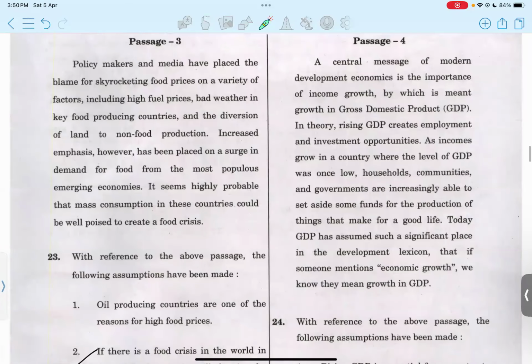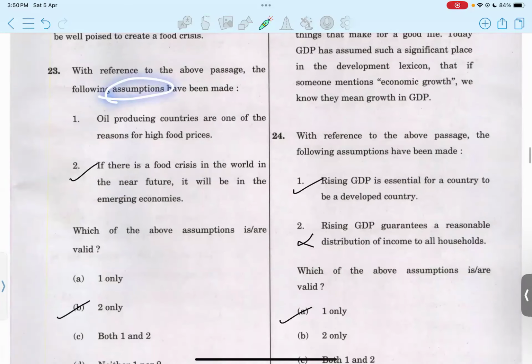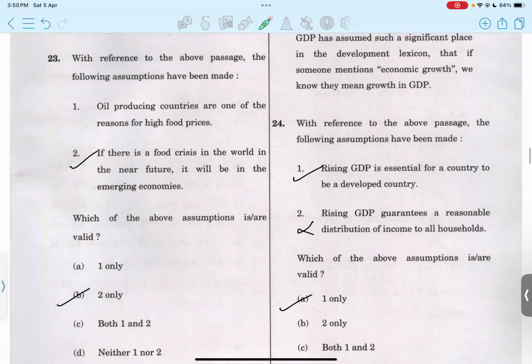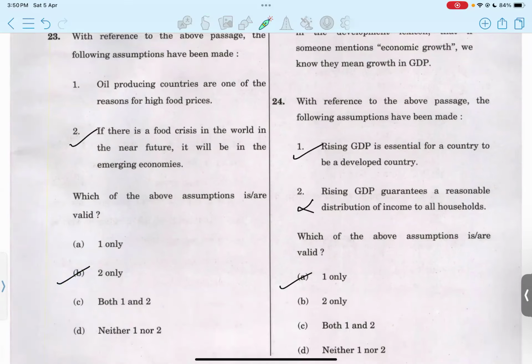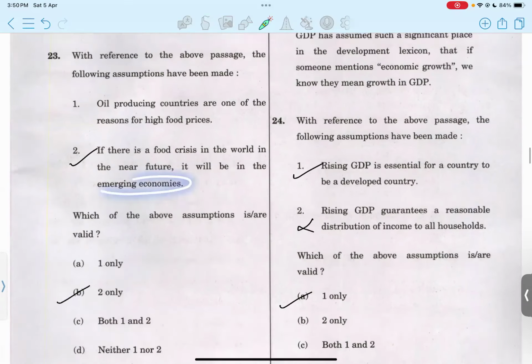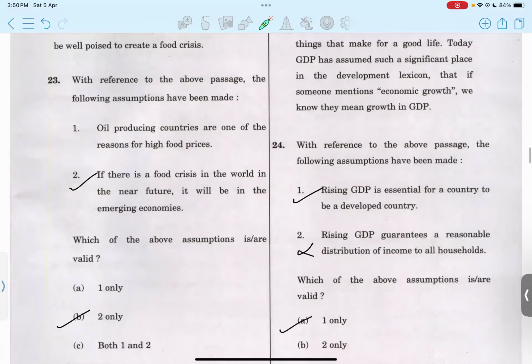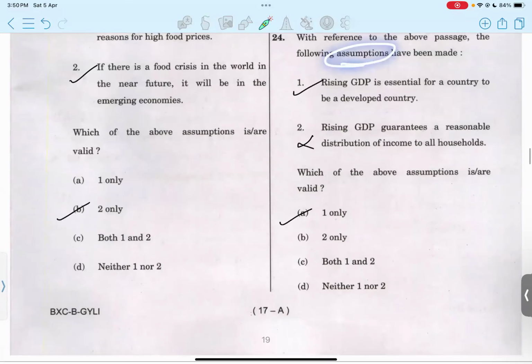Another set of passages. So assumptions. Here I believe only 2 is correct. Option D, none is correct. 24th. So assumptions again. Only one should be valid. Option D, none. Rising GDP is essential for a country to be a developed country.